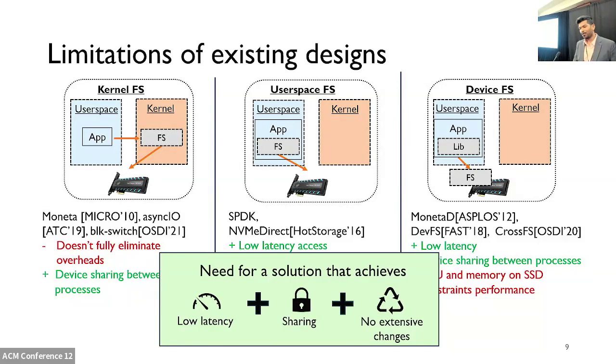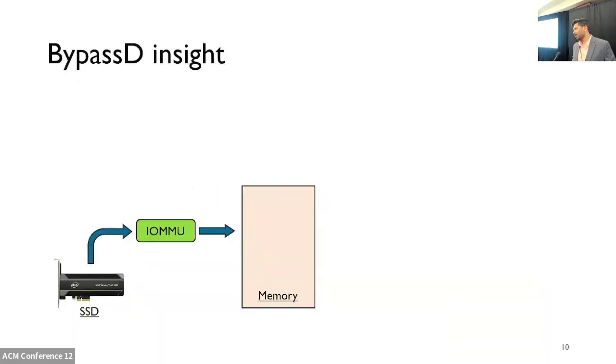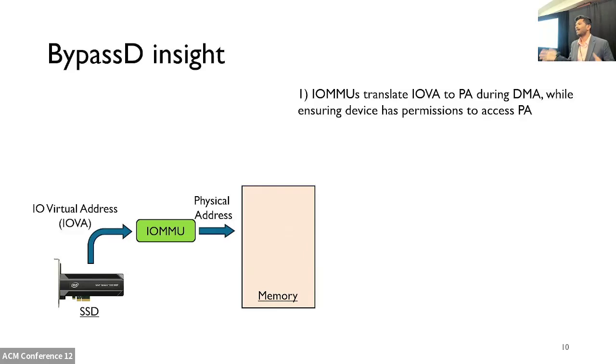And just like all of you, there were a lot of brainstorming sessions, and we observed something during our discussions. When devices want to perform DMA to memory, either during a read or a write, they have to go through the IO memory management unit, or the IOMMU. The IOMMU basically translates the virtual address of the buffer to the physical address.